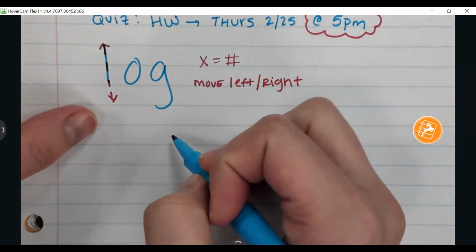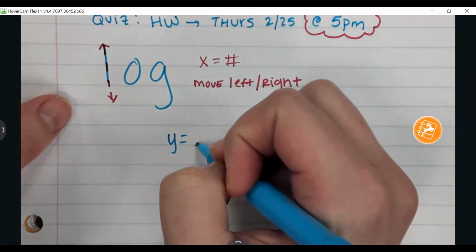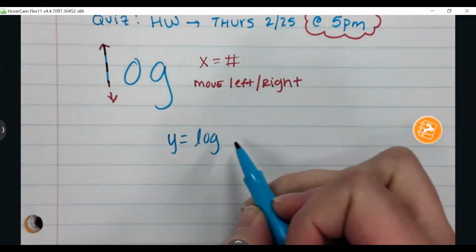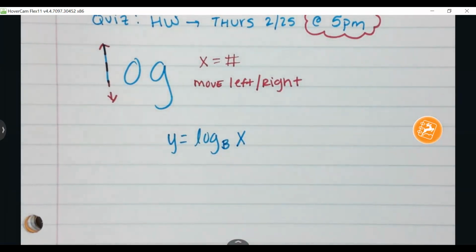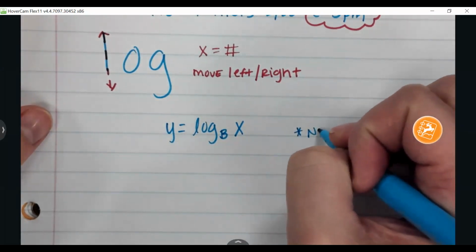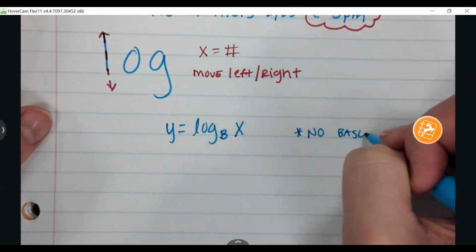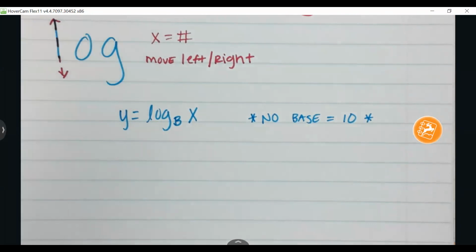So my parent function is y equals log, look up so you see this, base x. Your base is teeny, teeny, tiny. That's where your base is located on a log, okay? The most important thing to know is if there is no base, it's an automatic 10. So if I don't have a base written, it'll automatically be the number 10.